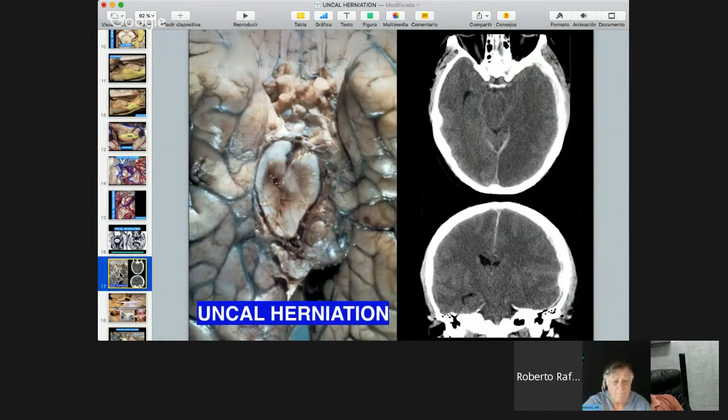And this is how we can see in pathological anatomy the herniation of the hippocampus and very important displacement of the midbrain. And here is how we can see it on CT scan. This is the important swelling of the temporal lobe. This is the free edge of the tentorium, and this is the area through which we can see the herniation of the hippocampus.